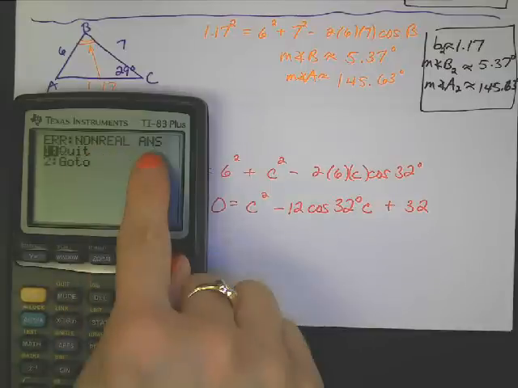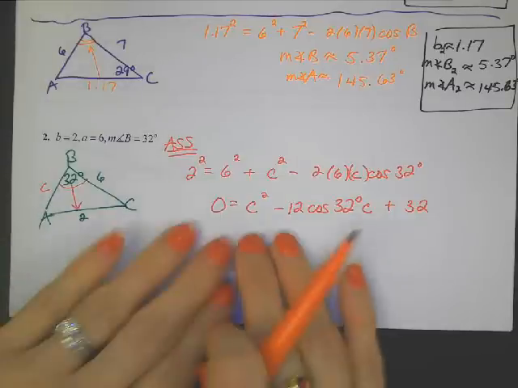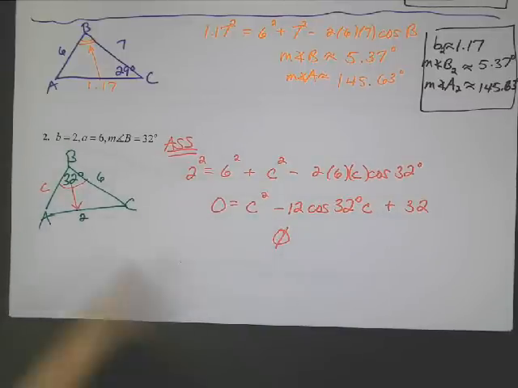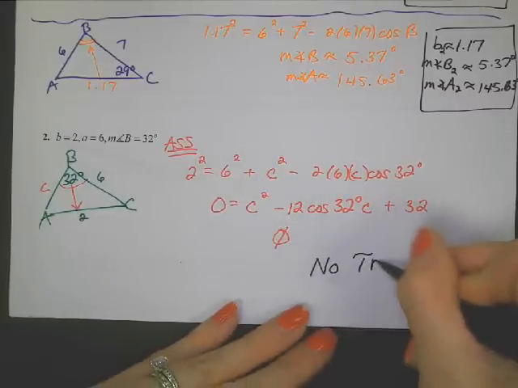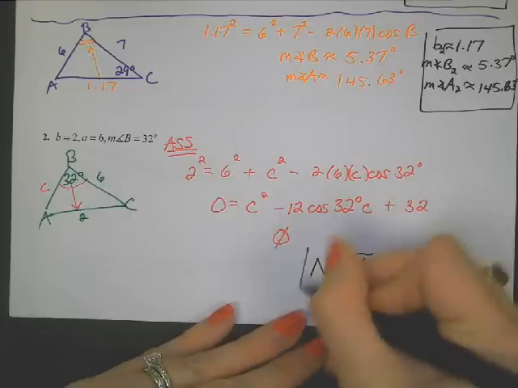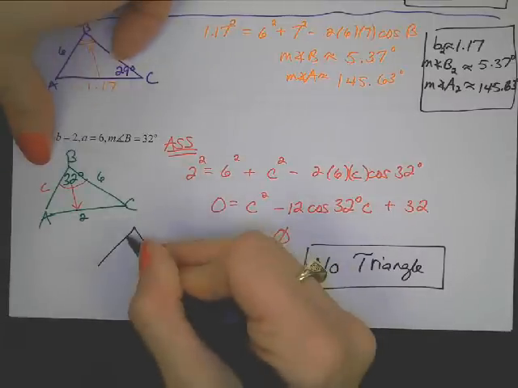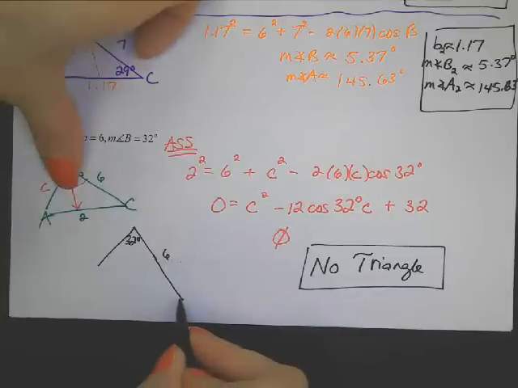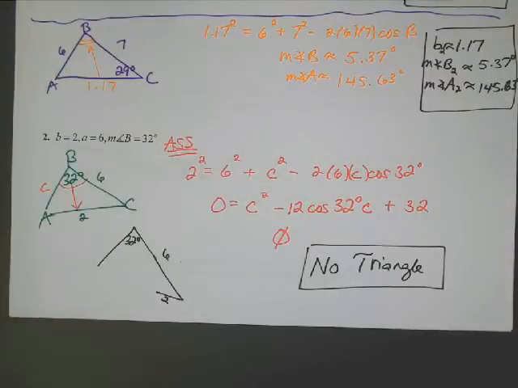Ooh, non-real answer. So what does that mean? That means this quadratic equation right here has no solution. So what does that mean for our triangle? It means there are no triangles formed. That is not a triangle. Actually, if I draw this picture a little bit better, it would probably look something like this. 32 degrees, and if this side is 6, and then this side is a measly little 2, he's not going to reach. That would be why.